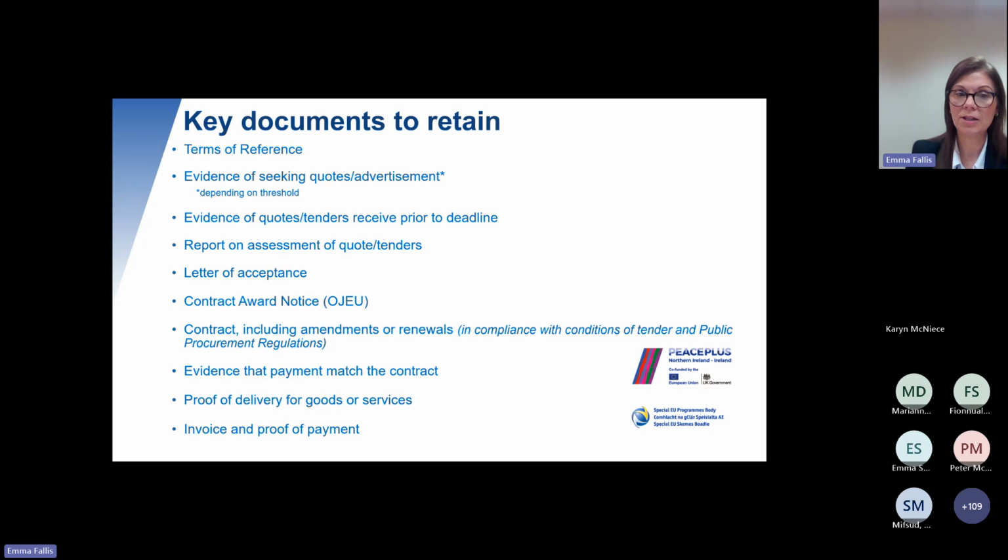Evidence that payments match the contract, proof of delivery for goods and services, and that the invoice and proof of payment have been retained.